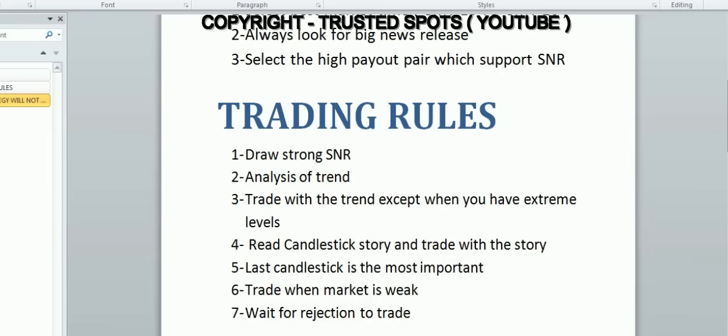And the seventh and the last thing is to wait for a rejection. When you think that the market is going to go down, then you need to have a rejection, and if you have a rejection, you can place a trade if you are sure. So this is the strategy.